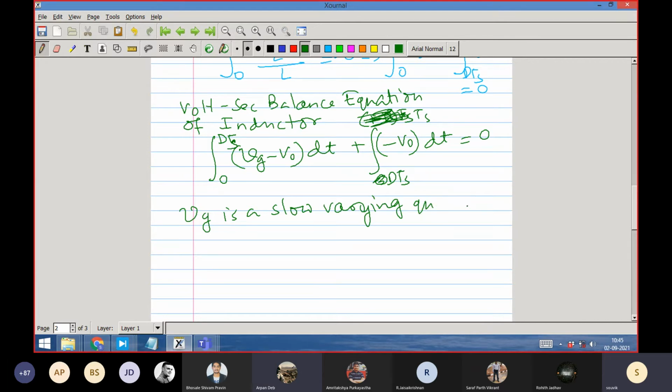Sir, when the switch is on, at that time VG will definitely be constant, right? So why are we assuming that VG is slowly varying? The part where VG comes in under integration is during the on time, so during the on time VG is constant, right? According to our assumption, the assumption is actually on V0.